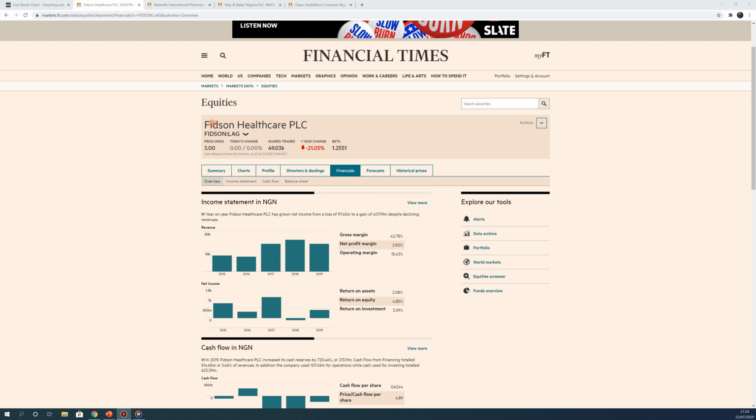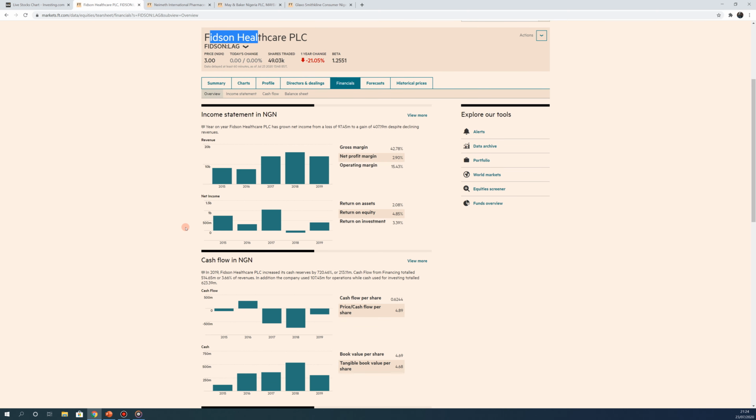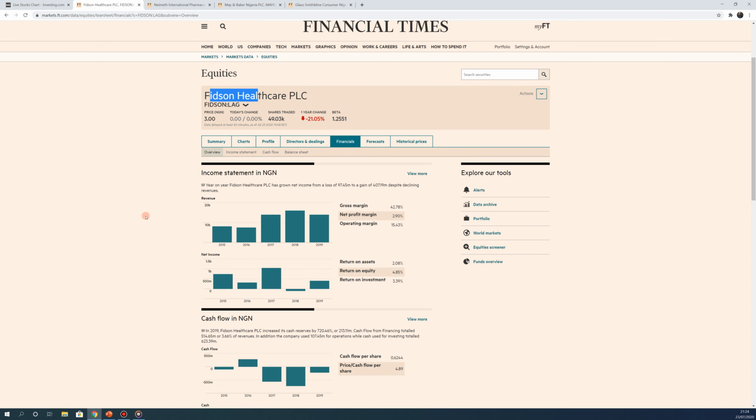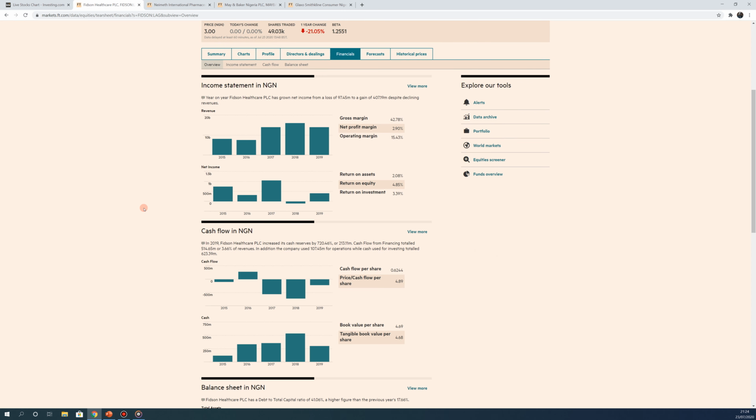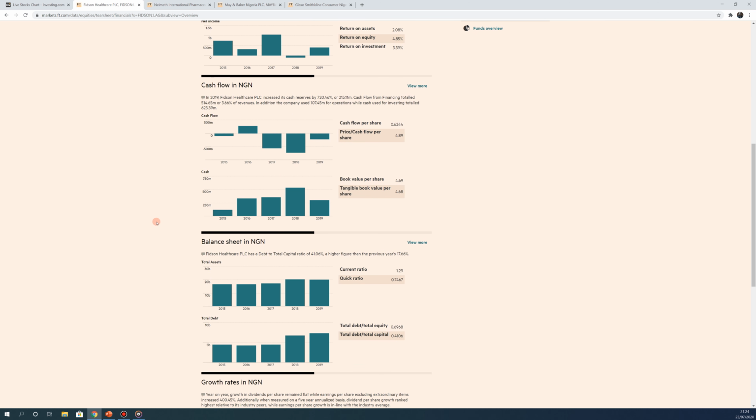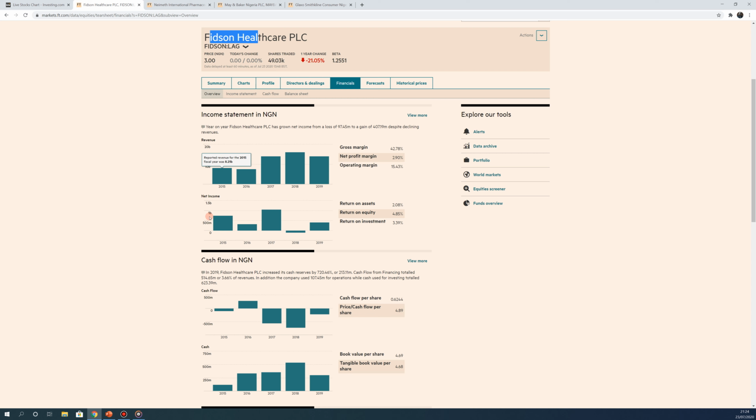Okay, this is Field Scene, healthcare. Looking at this is the Financial Times website. This is where I pick. I just look at the summary of their financial status, basically looking at their revenue and the net income. What I want is consistent growth. This is not bad in terms of the revenue they are generating. From 2015, you can see growth, but last year was a little bit of a drop, so not to worry.